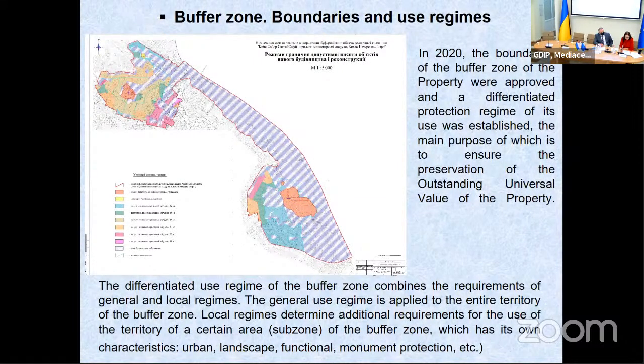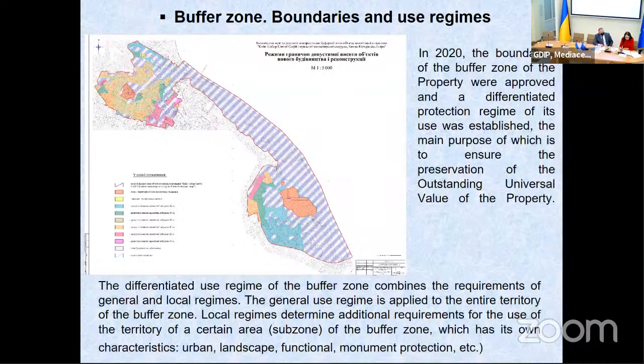Since the inscription of the property in the World Heritage List, the constant attention of the public authorities has been paid to enhancing the preservation of the site in close cooperation with international heritage protection organizations such as the World Heritage Center, ICOMOS and ICCROM. An important step in this direction, which was preceded by the amendments to the law of Ukraine on cultural heritage protection, granting legal status to the basic concepts of the World Heritage, was a minor modification of the boundaries of the property's buffer zone by the extension and unification, as well as development and approval of the differentiated use and protection regimes.